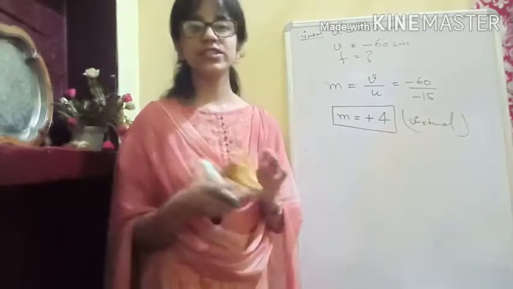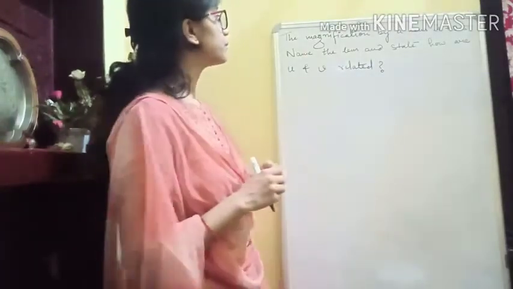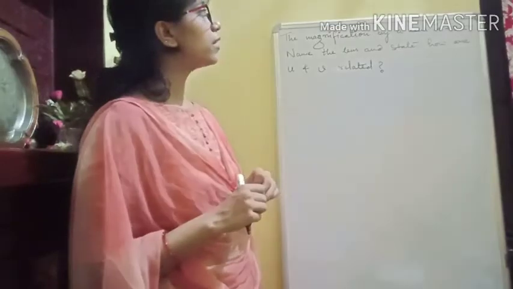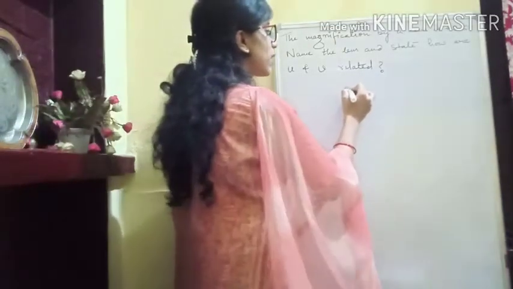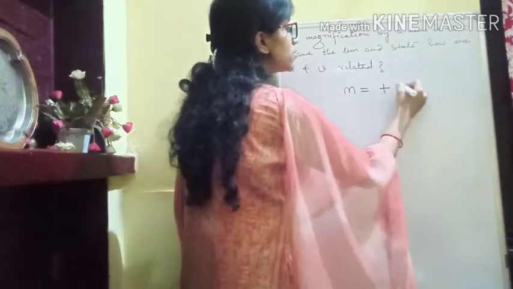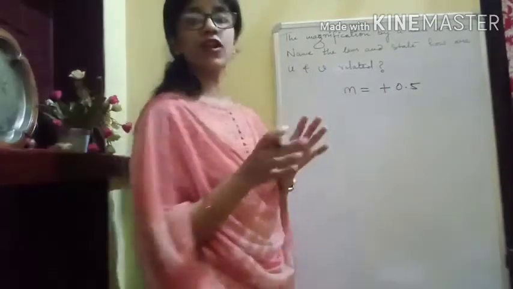So one more question I guess I'll take. Okay, so here I have taken another question. The magnification by a lens is plus 0.5. That means the magnification is given plus 0.5. Name the lens and state. First you have to name the lens.